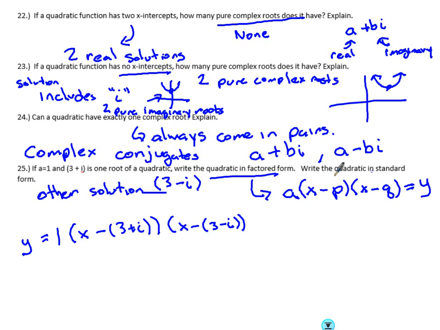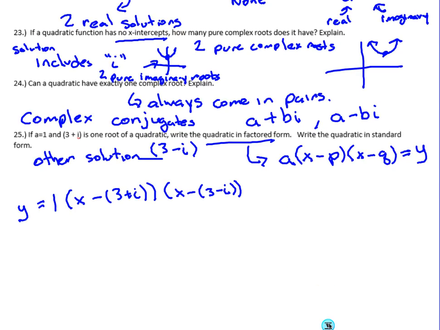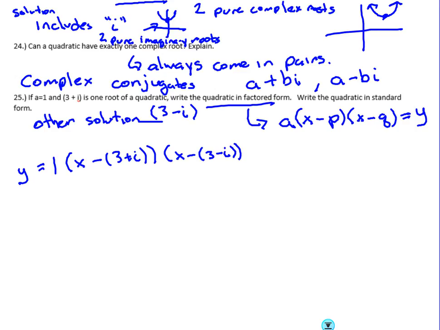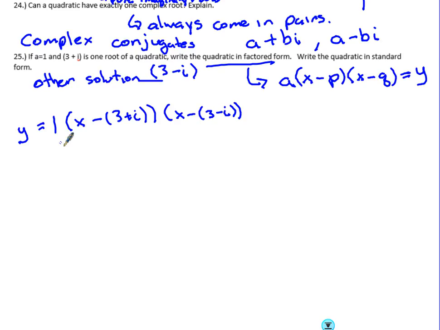But also I want the quadratic in standard form, so we need to expand this out. To expand out quadratics that have complex roots, we want to triple distribute, or triple FOIL if you choose to call it FOILing over distribution. So that would be x minus 3 minus i times x minus 3 plus i.